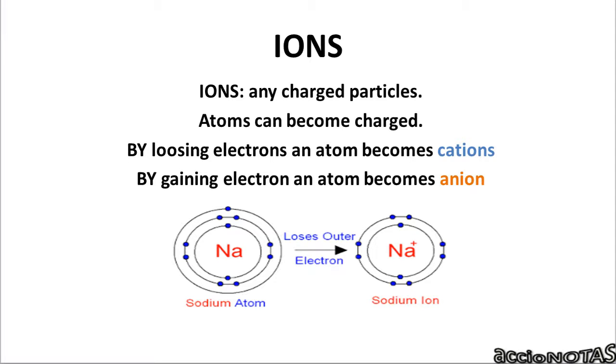Ions. Any charged particles. Atoms can also become ions. By losing electrons, an atom becomes a cation, or positively charged ion. By gaining electrons, an atom becomes an anion, a negatively charged ion.